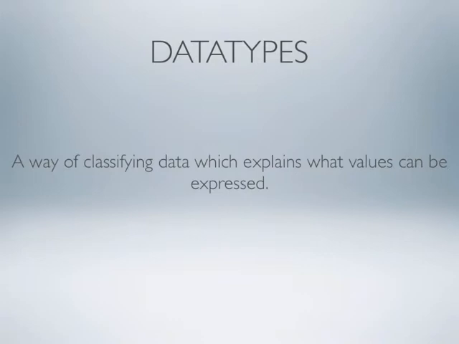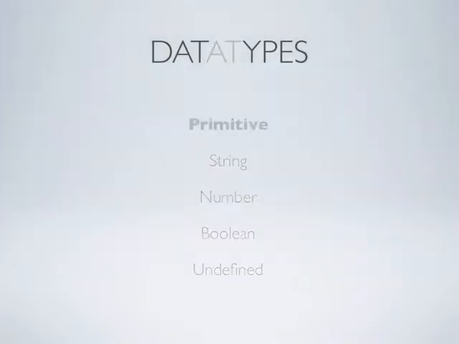What makes a particular value fall into a particular data type is what the value actually is, what values can be expressed. Some of the different data types that we'll deal with initially are called primitive data types. They're sort of the simplest of the data types.